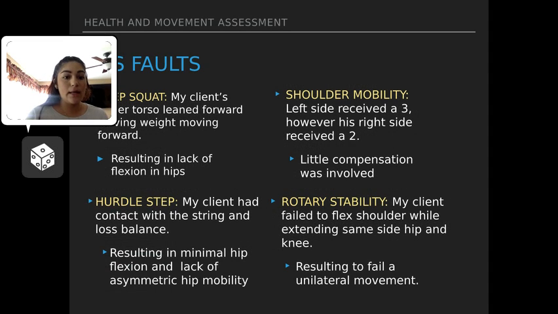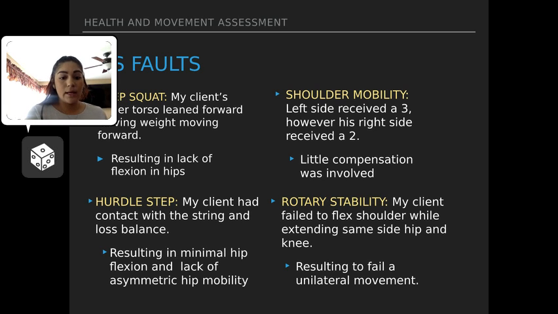The deep squat: my client's upper torso leaned forward, leaving weight moving forward. So all his body movement was going forward, resulting in a lack of flexion in his hips. But also, this would actually hurt his back, and this is something that we didn't want.